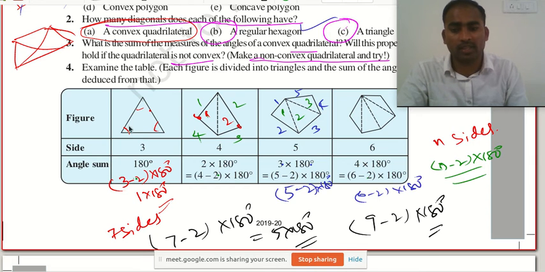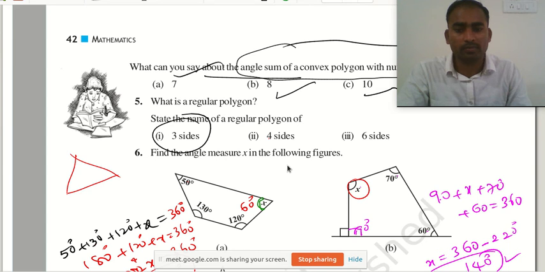What is the sum of angles in a triangle? 180 degrees. For a quadrilateral, 2 into 180 degrees, because two triangles are there. For a pentagon, 3 triangles are there, 3 into 180 degrees. For a hexagon, 4 triangles are there: 1, 2, 3, 4, so 4 into 180 degrees. So for a triangle it is 3 minus 2 into 180, for a quadrilateral 4 minus 2 into 180, for a pentagon 5 minus 2 into 180. For n sides, n minus 2 into 180 degrees. That we can do.